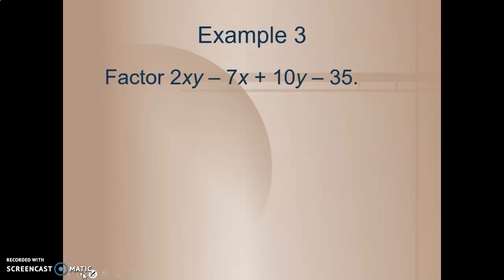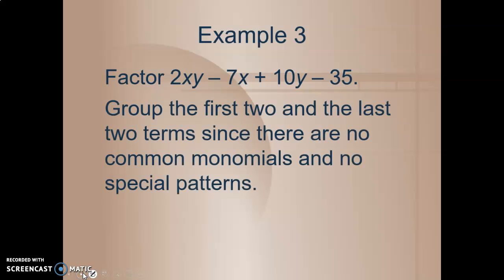Let's go ahead and try to factor 2xy minus 7x plus 10y minus 35. Now there's no common factor between all four terms, so we're going to go ahead and factor by grouping. We'll group the first two and the last two terms since there's no common monomial and there's no special pattern.